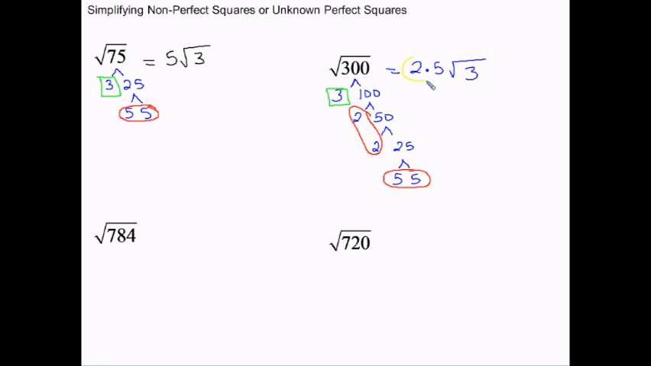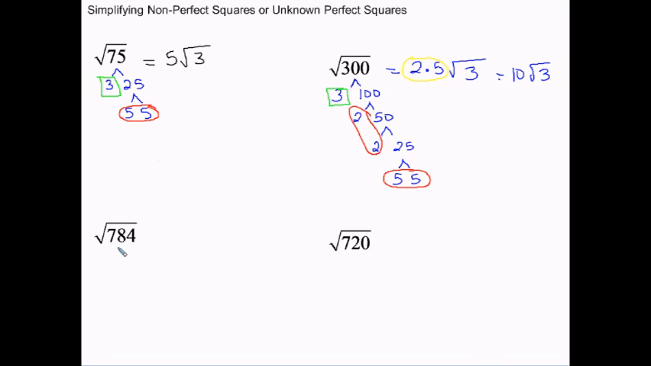Well, that's great, but what do I do with this? I brought out the 2 and I brought out the 5. I need to put those back together. So I multiply 2 times 5, and I get 10 times the square root of 3 is my final answer.